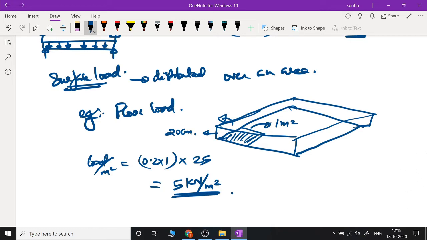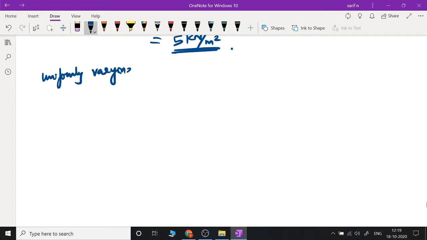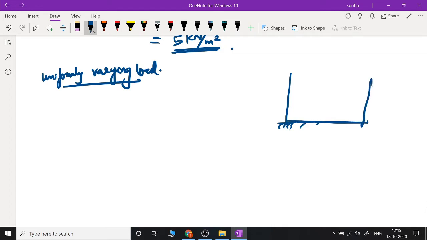Now another category of load that we have to discuss is known as uniformly varying load. Different types of uniformly varying load exist. For example, imagine that you have a wall that is constructed below the water. Imagine that there is a swimming pool. You have walls on the four sides, and it is filled with water.